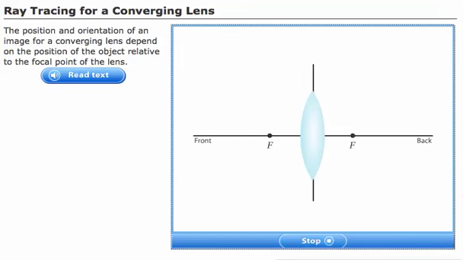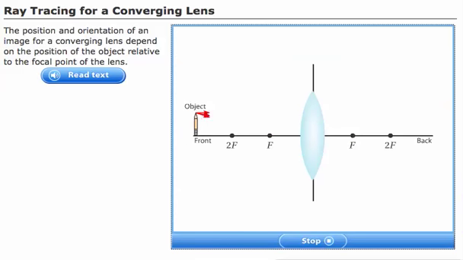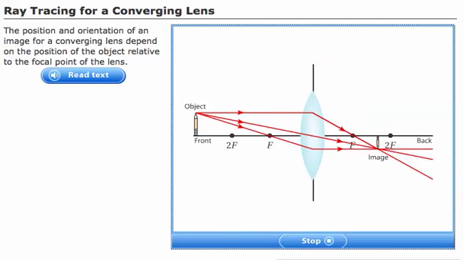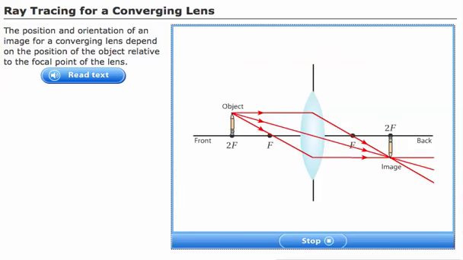When an object is moved relative to the focal point of a converging lens, its image changes. If the object is infinitely far away, the image will be an infinitely small point image at the focal point F. If the object is at a position outside of 2F, a real image will appear between F and 2F, smaller than the object. If the object is at position 2F, the image will be a real image at 2F. The image will be the same size as the object.